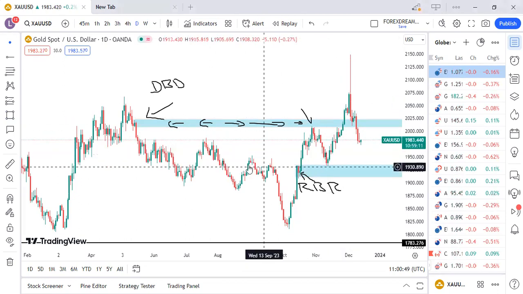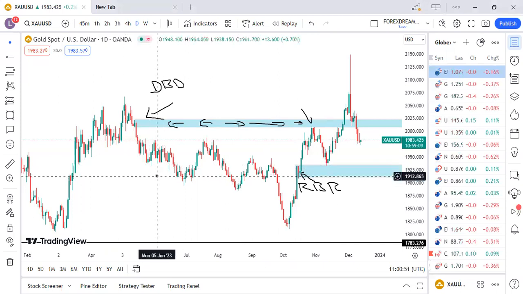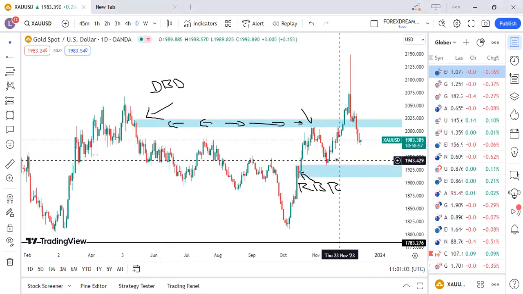Remember, it is very important to rely on the direction of the market. That will increase your chances of becoming profitable if you go according to the direction of the market. If you go against the direction of the market, you'll find yourself taking so many losses. But if you go according to the direction of the market, you'll find yourself taking so many winning trades.